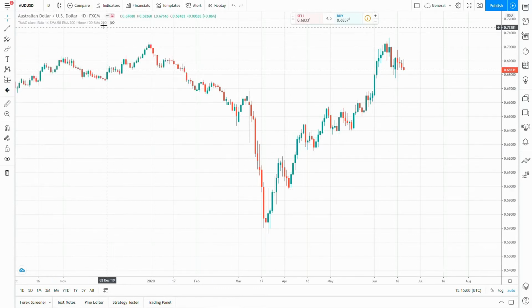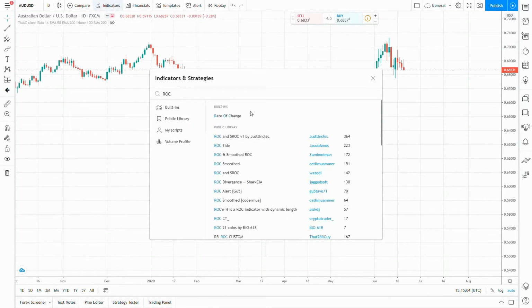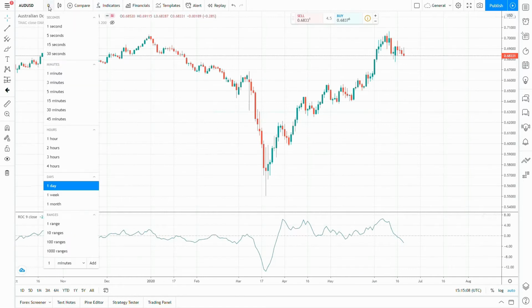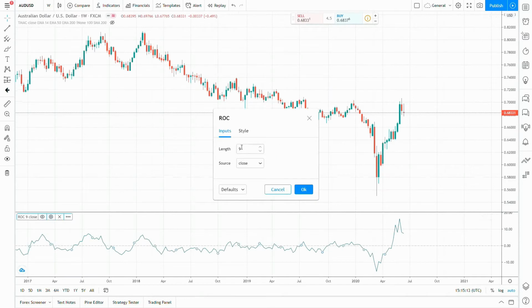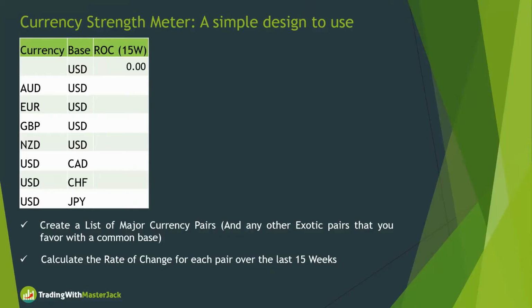And then basically you need to go to indicators, and then you search for the rate of change, ROC, select it there, and then you go over there to change it to a weekly view. And then it's important to change this to 15 because we're using 15 weeks, 15 periods. And there you see the latest value shows over there, which currently is 2.82. We then put that value into our table, 2.82.